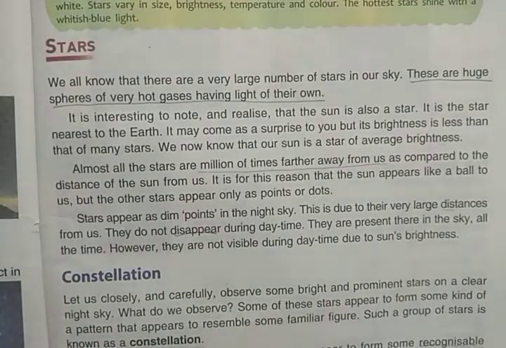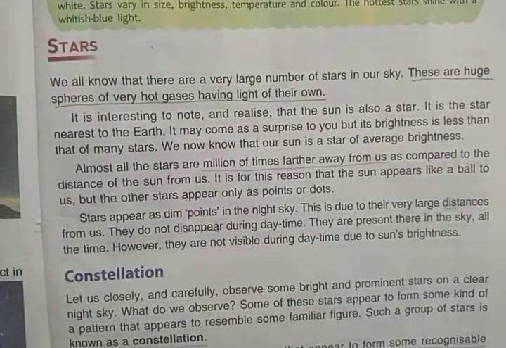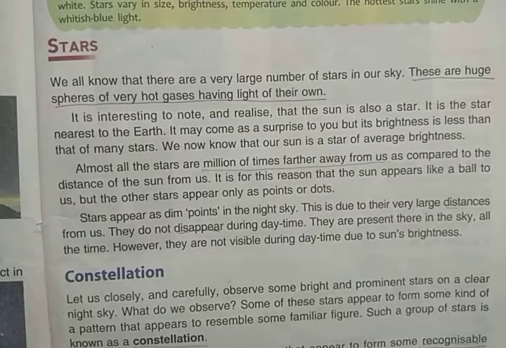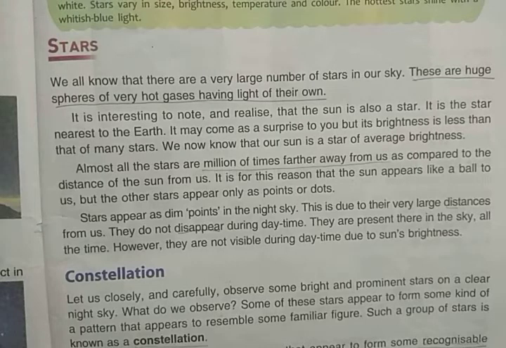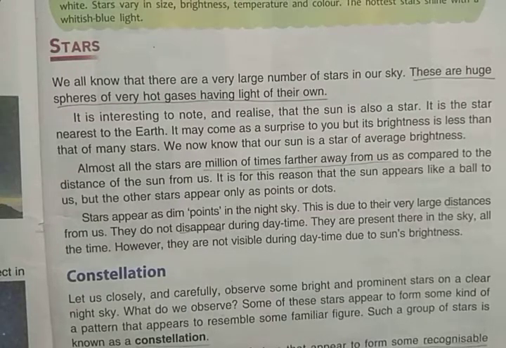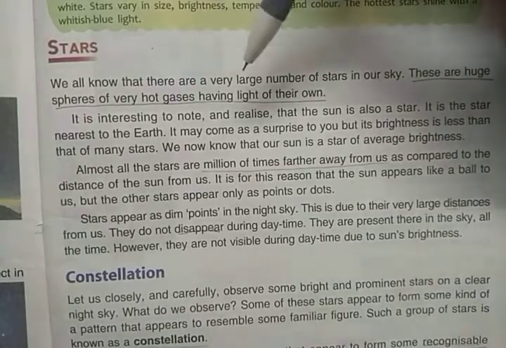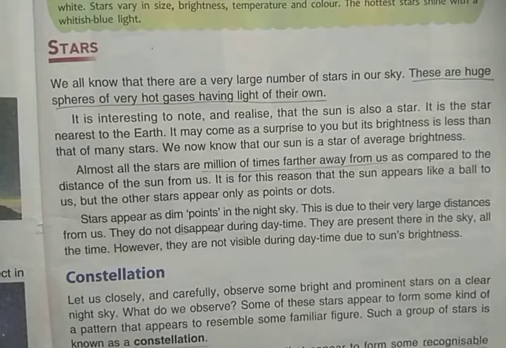So we all know that there are a very large number of stars in our sky, and these are huge spheres of hot gases having light of their own. So we all know that stars have their own light. They are luminous objects, and it is interesting to note that the Sun is also a star. Sun is also what? A star, and it is the star nearest to the Earth. Due to this reason it appears big as compared to other stars. In comparison with other stars, it appears bigger to us.